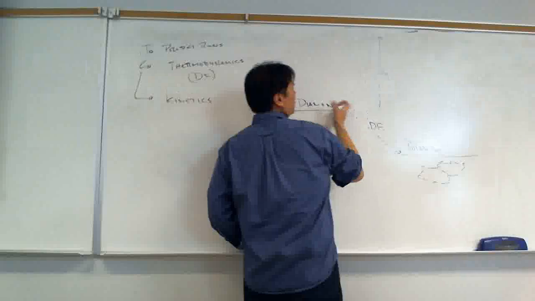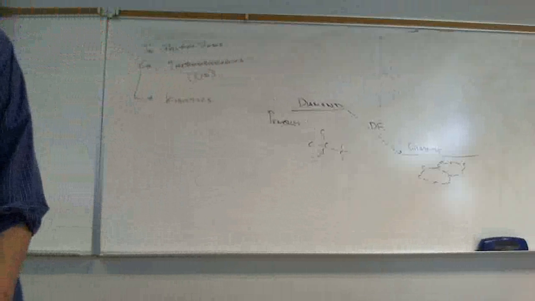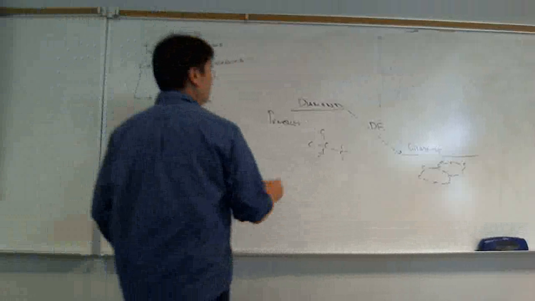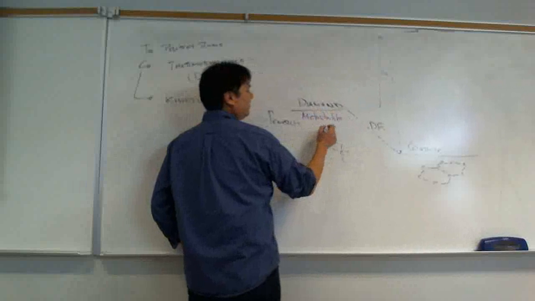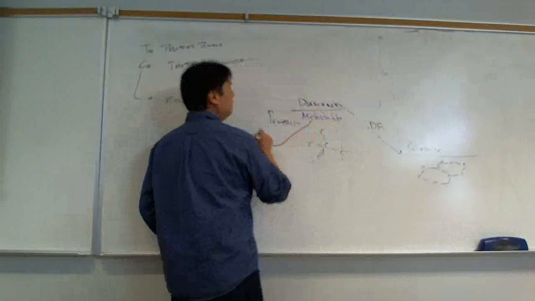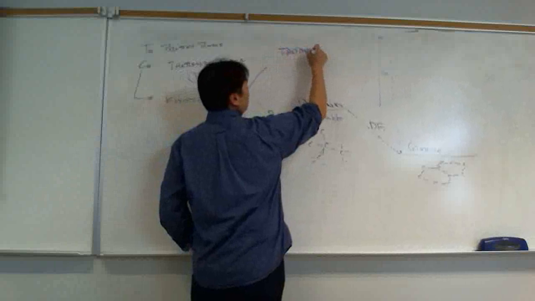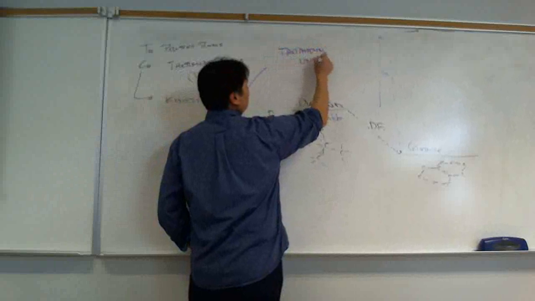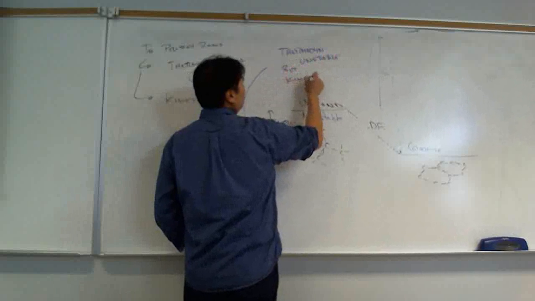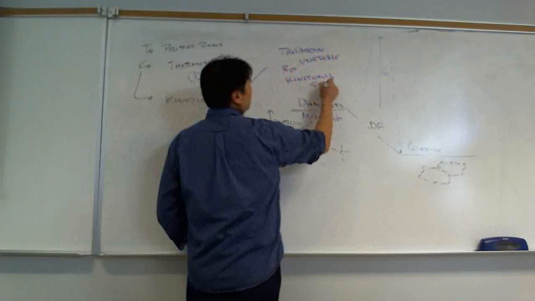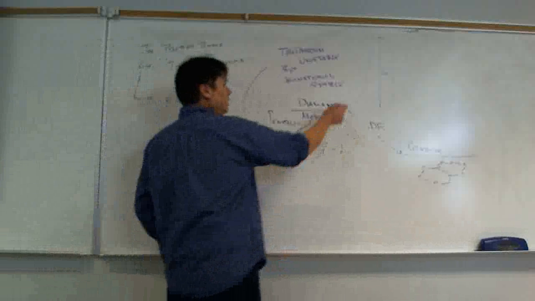Since the activation barrier is so high, even though diamond is not thermodynamically stable, we call it metastable instead. So this is metastable. What that means is it's thermodynamically unstable, but kinetically stable. Metastable. So diamonds are metastable.